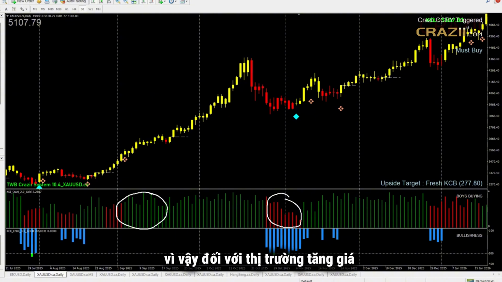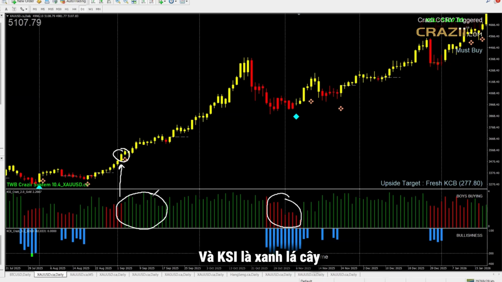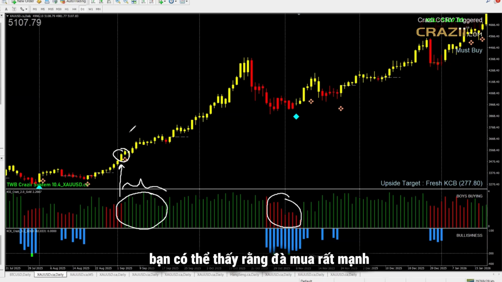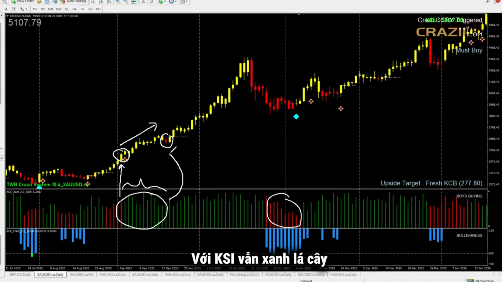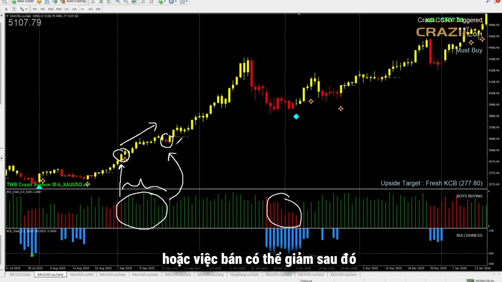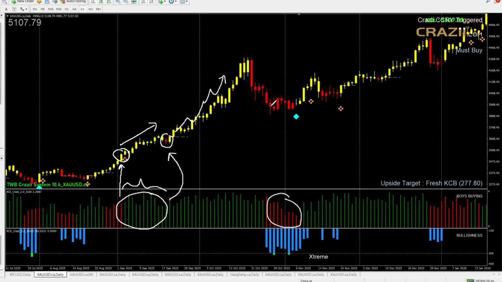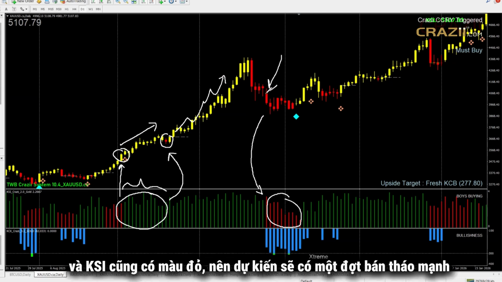So for the bullish movement itself, as you can see, when you have the yellow candle in the picture and the KSI is green, you can see that the buying momentum is very strong. And if the market does pull back with a red candle, with the KSI still green, you should know that the selling may not be true or the selling may fizzle off later, as you can see from here. But once you see the candle turns red and the KSI is also red, do expect some serious selling.